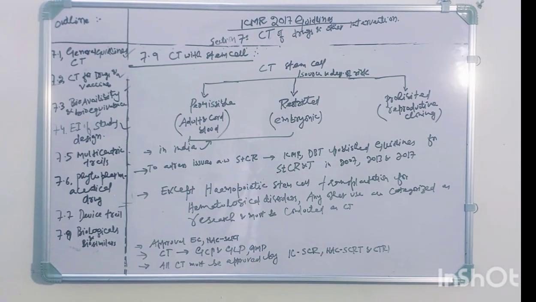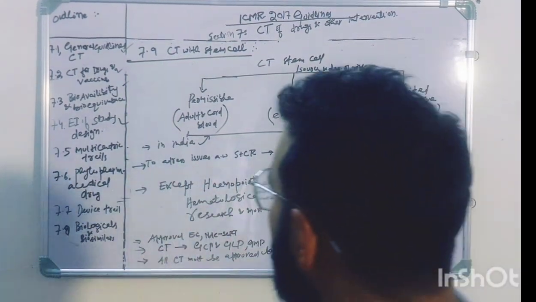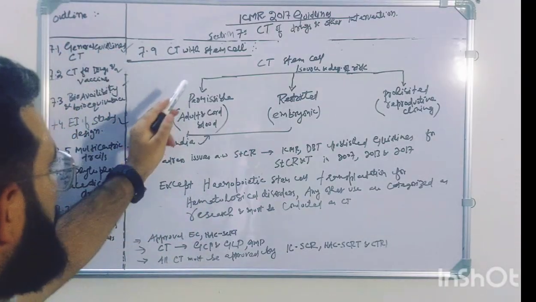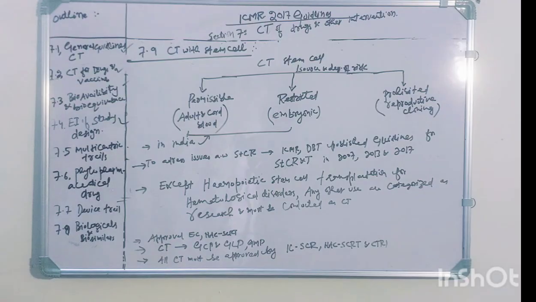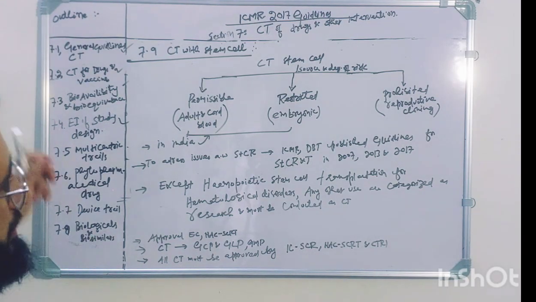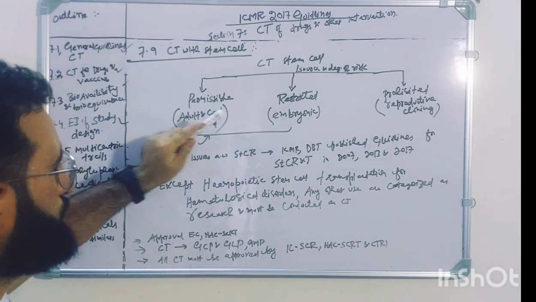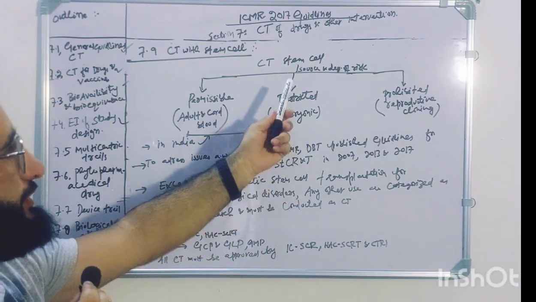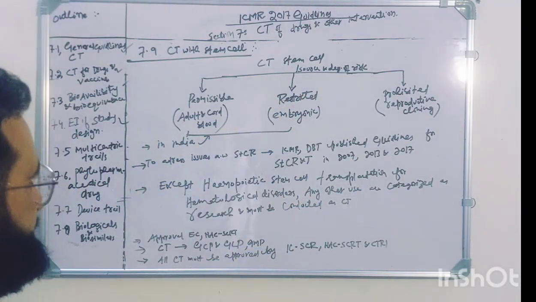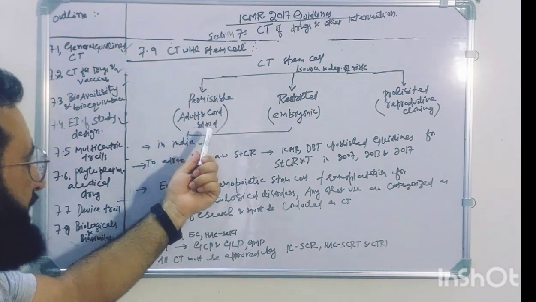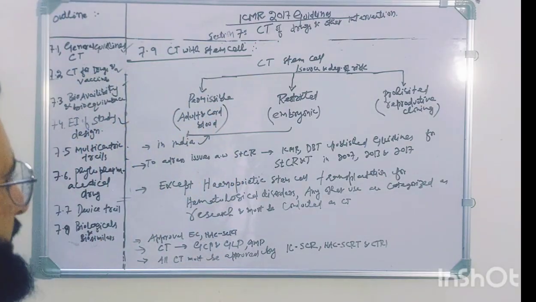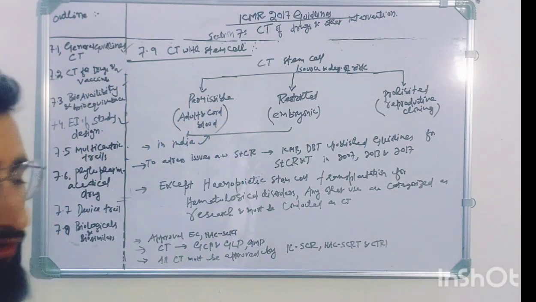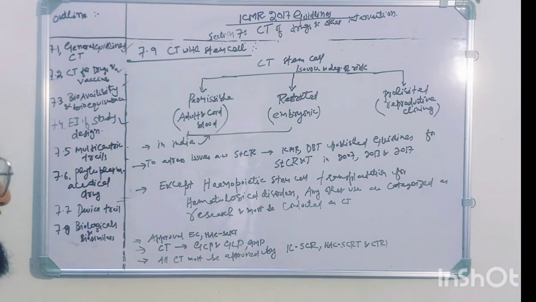Next, they have discussed clinical trials with stem cells. They have written that clinical trials on stem cells are categorized into 3 classes based on the source and degree of risk to human participants. First is permissible, like adult and cord blood. Second is restricted, for example embryonic, and third is prohibited, that is reproductive cloning. In India, only the permissible and restricted clinical trials are carried out with respect to stem cell research.